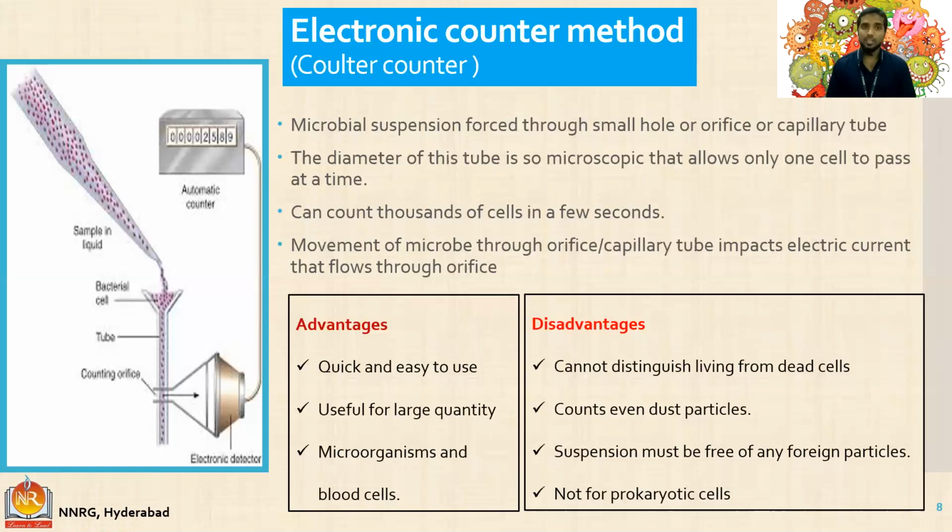It counts even dust particles. Okay, dust particles can also be present in the suspension that we take. So even it counts dust particles. The suspension must be free from foreign particles. If it is free from foreign particles, then only it will be able to count the number of bacterial cells present. Even if dust particles or any other foreign particles are present, even that will be counted, and that will give an error. I mean, it will give a false result.